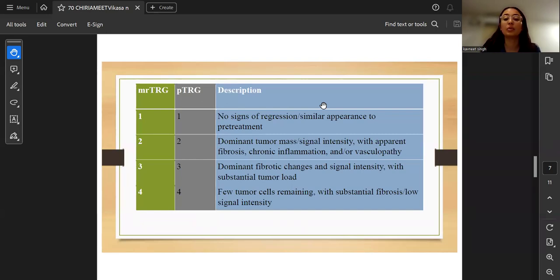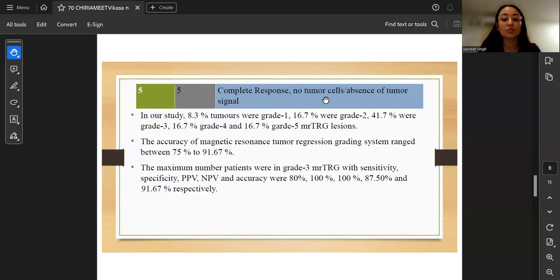Grade 1 was assigned to those patients who did not show any sign of regression or had a similar appearance as before treatment. Grade 2 is assigned to patients who still have a dominant tumor mass or signal intensity in the rectum with apparent fibrosis, chronic inflammation with or without vasculopathy. Grade 3 has been assigned to patients who show dominant fibrotic changes and signal intensity but still have a substantial tumor load. Grade 4 was assigned to those who have very few tumor cells remaining and have substantial fibrosis or low signal intensity. And grade 5 is assigned to those patients who showed complete response to treatment, that is, there were no tumor cells or there was absence of any tumor signal on MR imaging.